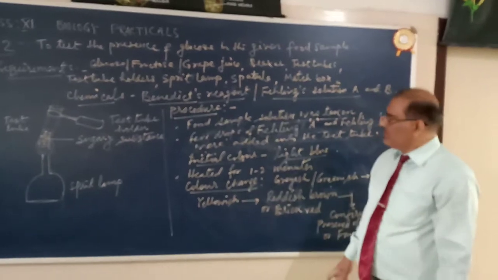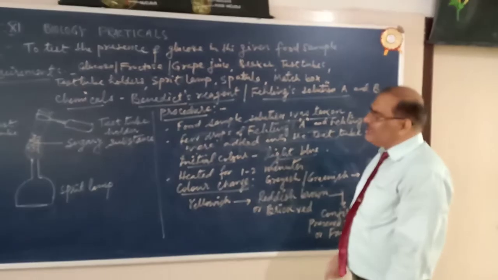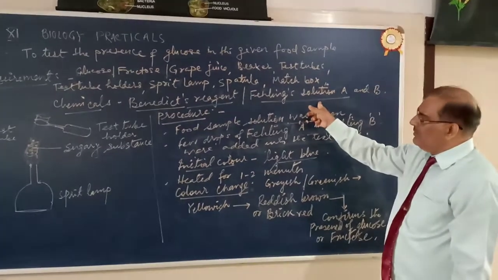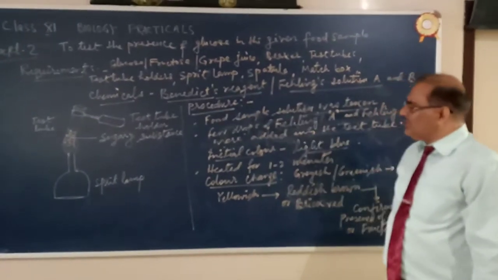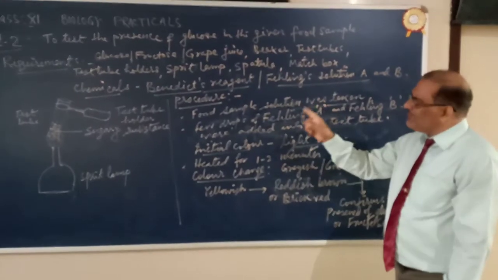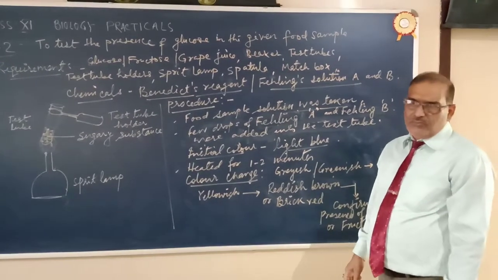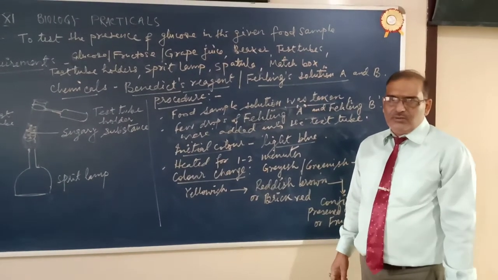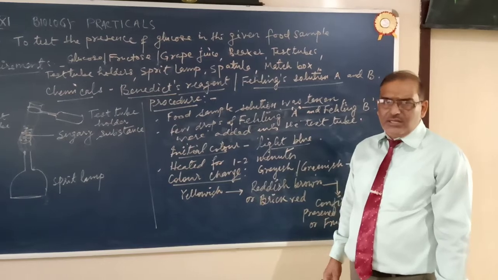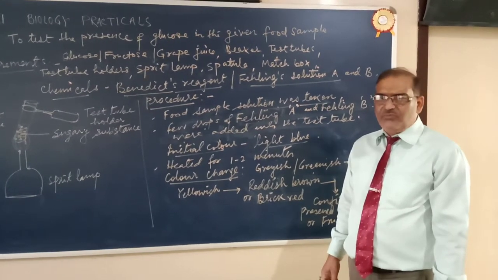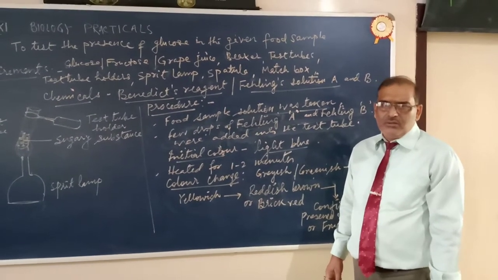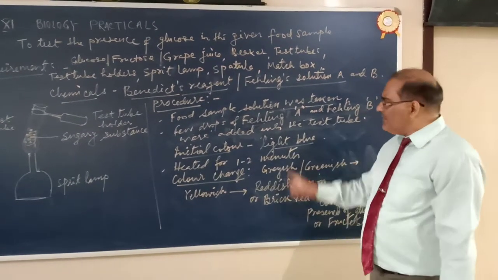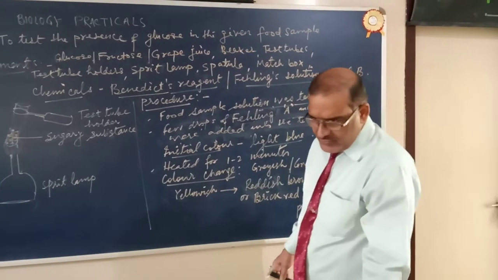Now students, as told earlier, we can take either Benedict reagent or Fehling's reagent. We can take any one of these two. Earlier we used Benedict reagent, and by using it we get what color? Yellowish red or orange color, which confirms the presence of reducing sugar, maybe glucose or fructose. Now I am taking Fehling's reagent.